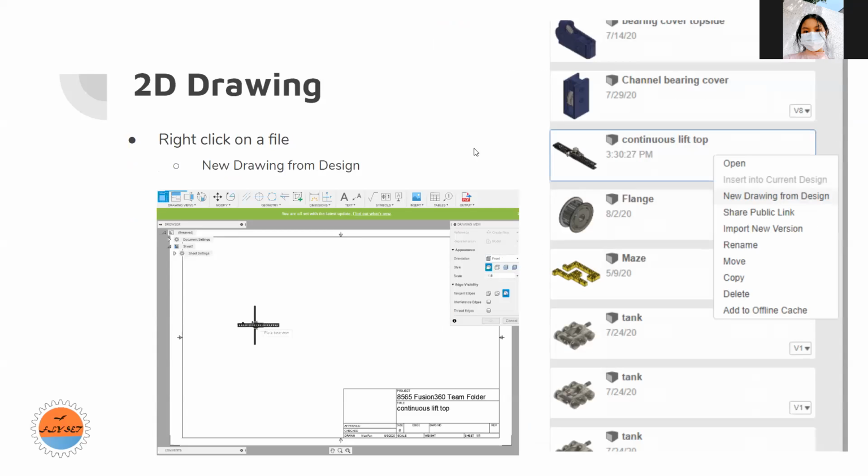The first thing to do when you create a BOM in Fusion 360 is to make a 2D drawing of whatever model you want to make a BOM of. To create that 2D drawing, you would right-click on it and hit New Drawing from Design. And from that, it should give you a page that looks sort of like this.